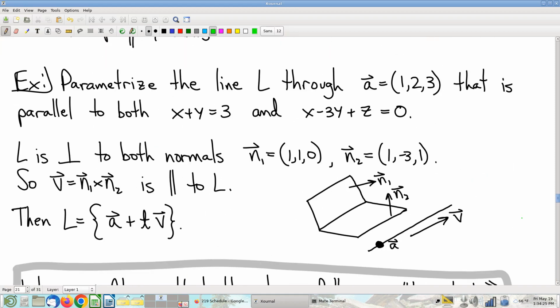All right. Okay, let's do another sort of exercise here. So let's suppose that we have a couple of planes.